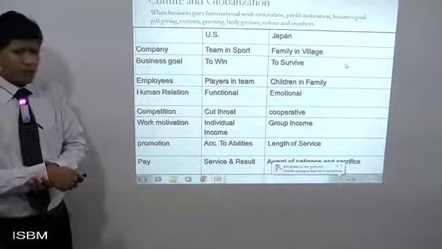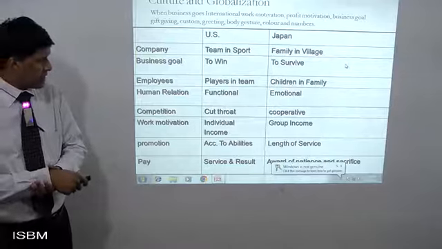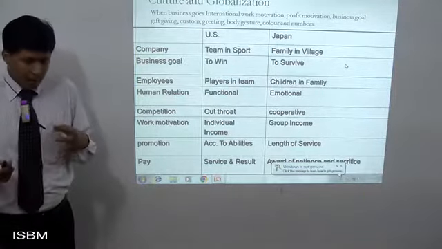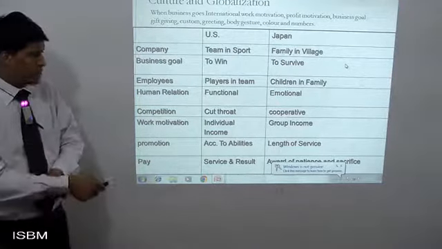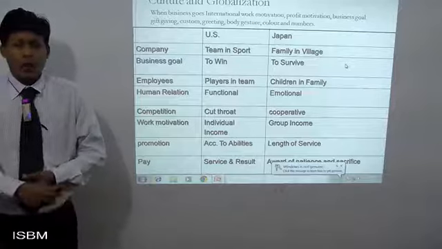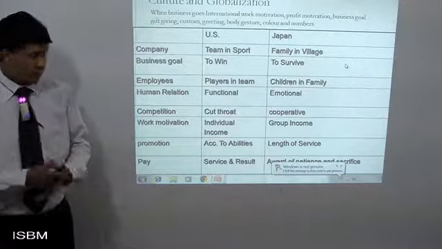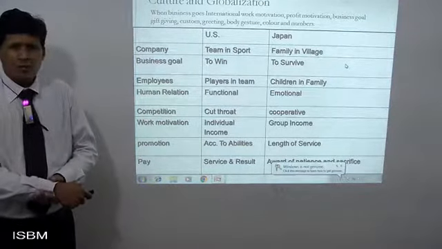Let's take work motivation. So what is the work motivation from a US perspective? Their individual income. Since it's about being competitive, it's about generating more income. Here it is about group income. How much the family earns together matters. Promotion is according to ability. That means based on the performance.